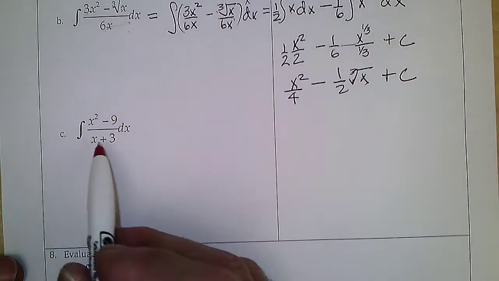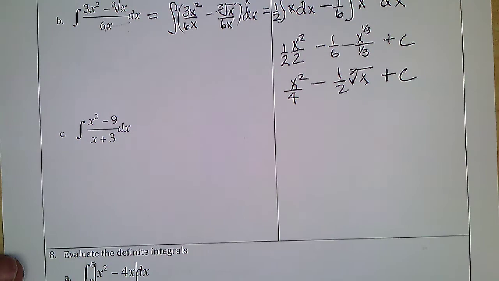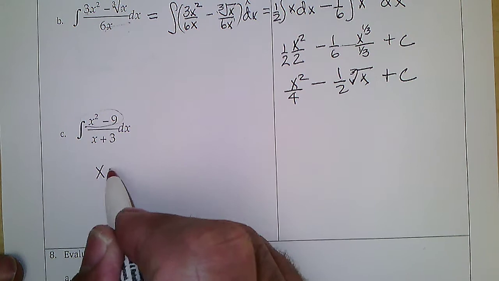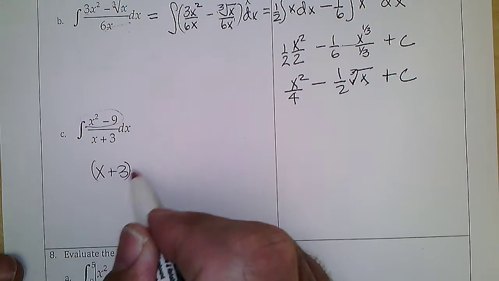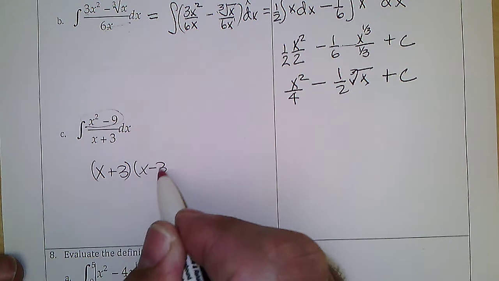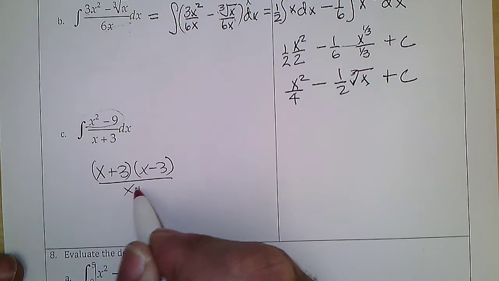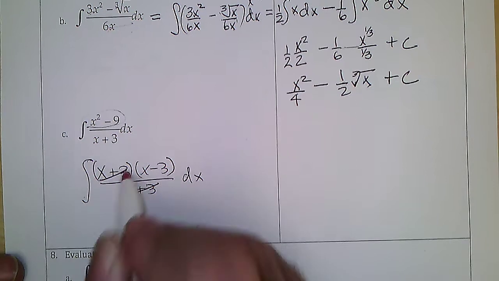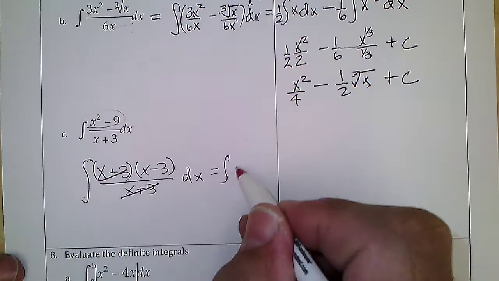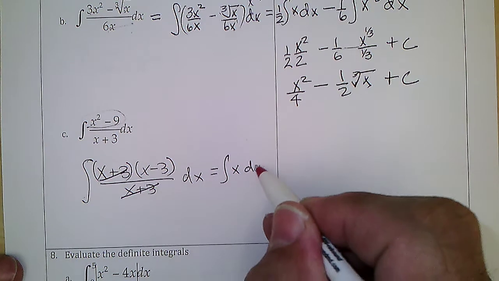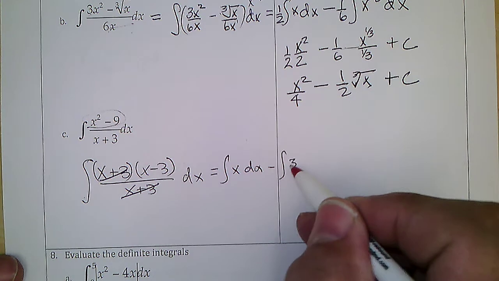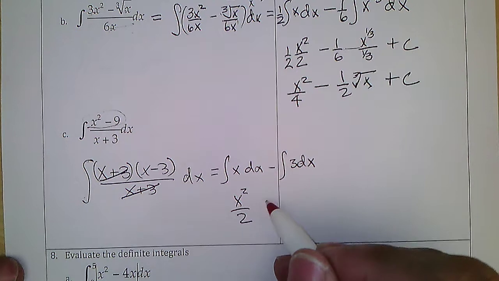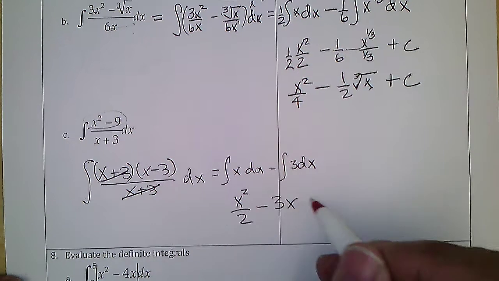On this one, you can do a u substitution for x plus 3, but this factors nicely to x plus 3 and x minus 3. The x plus 3's cancel, so we have the integral of x dx minus the integral of 3 dx, which is x squared over 2 minus 3x plus c.